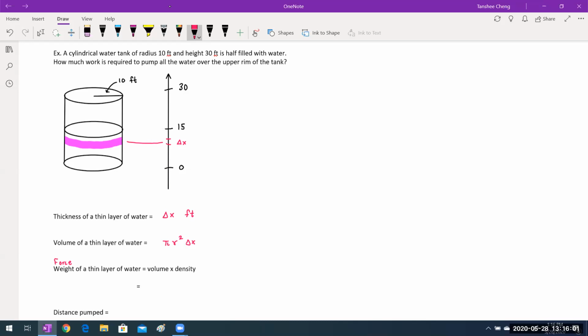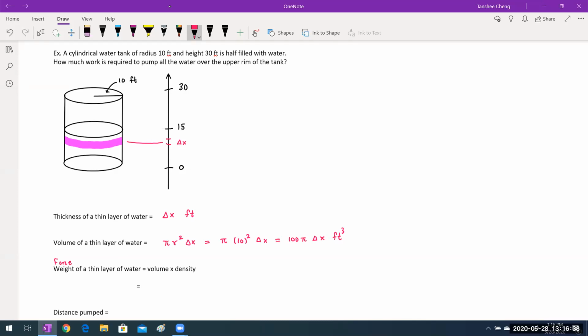So that tells me it will be pi times the radius, which is 10, so 10 squared, times the thickness, which gives me 100 pi delta x. Remember, my radius is in feet, and the thickness of the water is also in feet, so the unit will be feet to the third power, cubic feet.